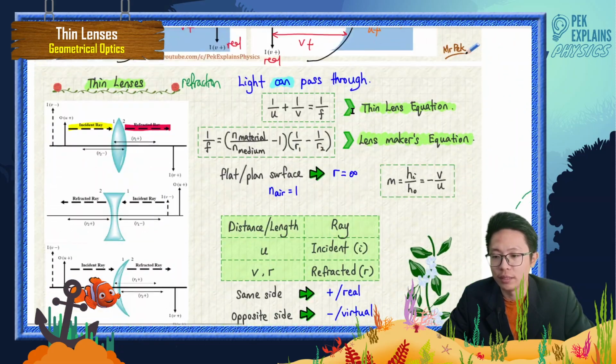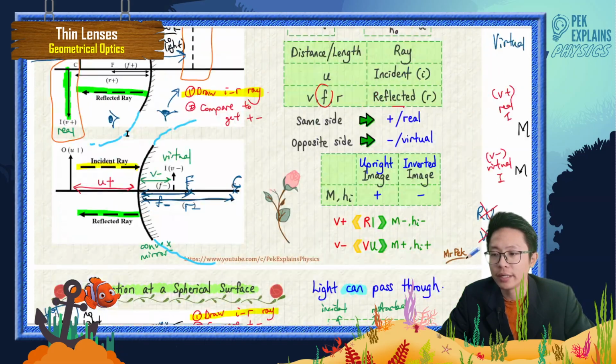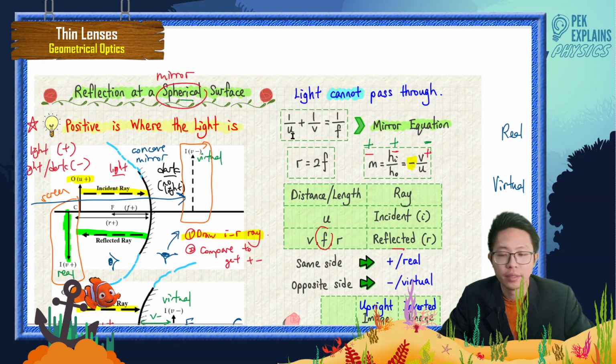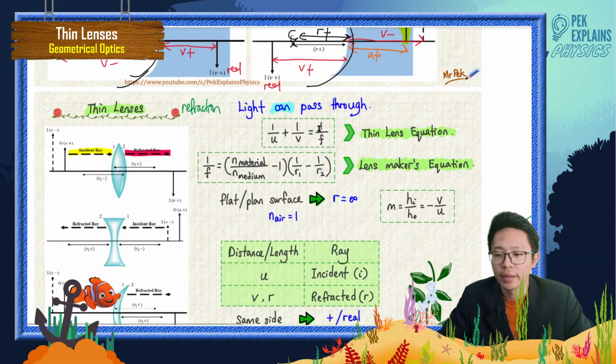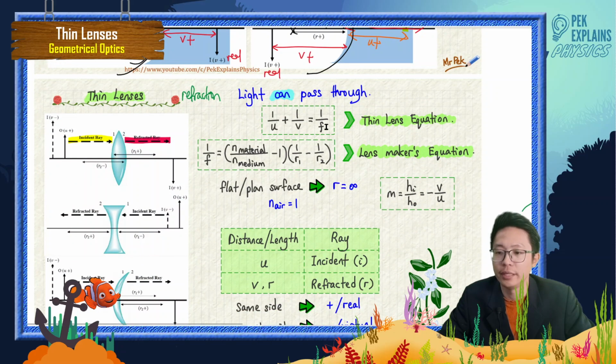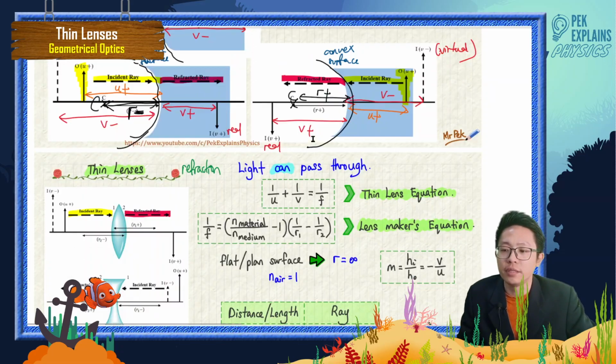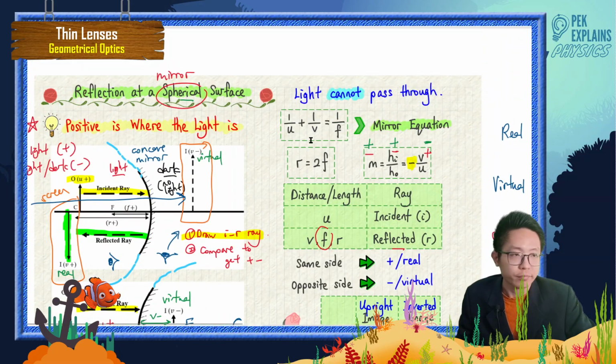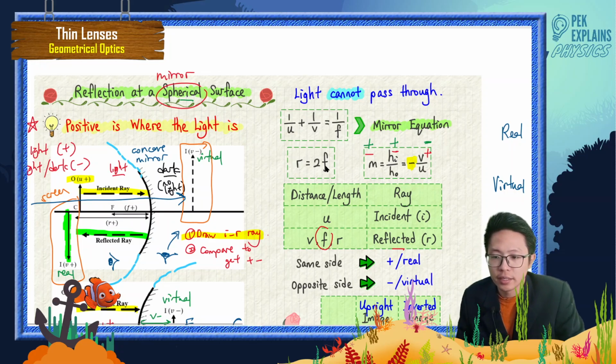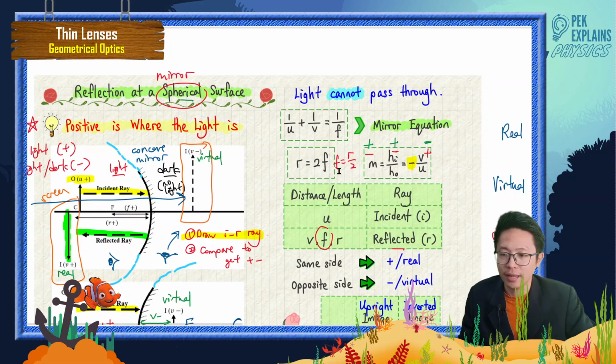They use the same formula, thin lens and mirror. This one is called the mirror equation, and this one is called the thin lens equation. The only difference is in finding the focal length. For a mirror, finding the focal length is very simple: f equal to radius divided by 2, because the radius is 2 focal lengths.